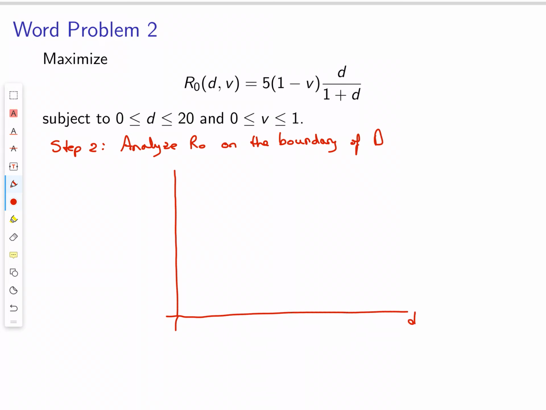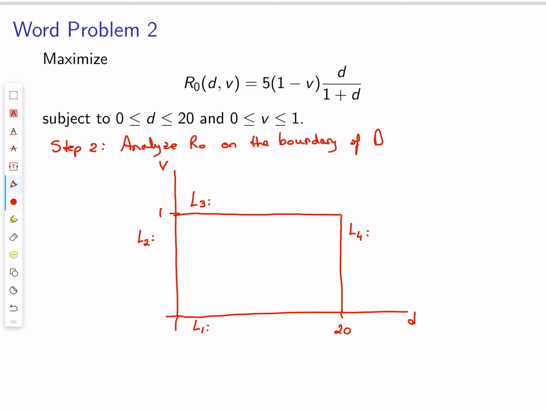So let's put D on the horizontal axis and V on the vertical axis. D can go all the way up to 20, and V is restricted to be between 0 and 1. So we basically have this rectangle, and let's label these sides L1, L2, L3, and L4.